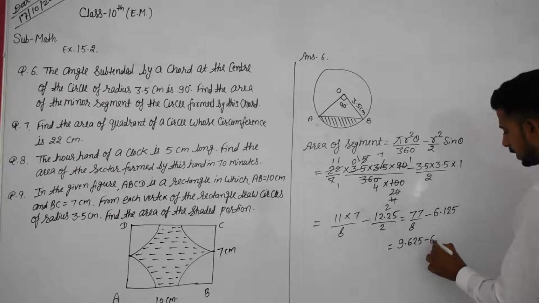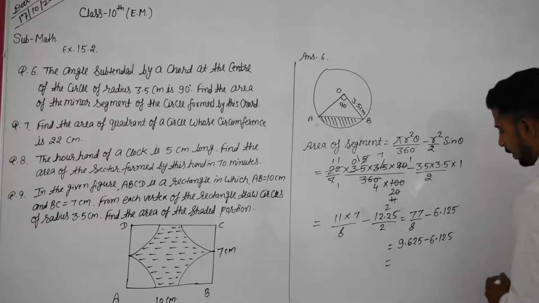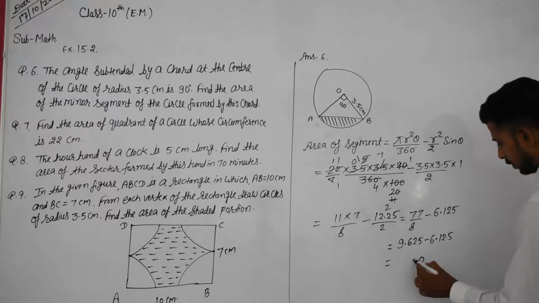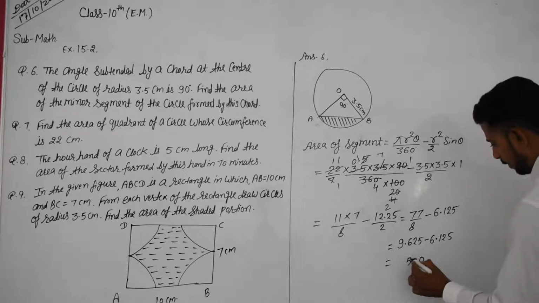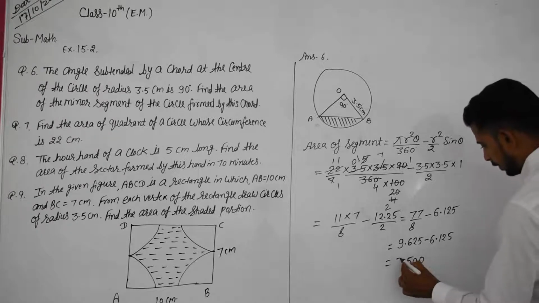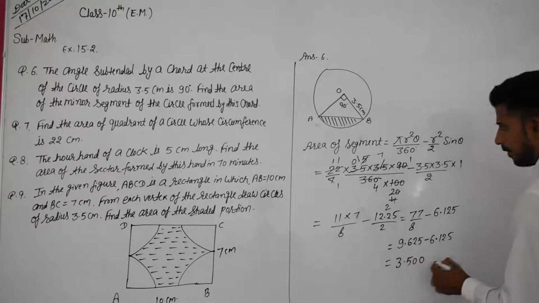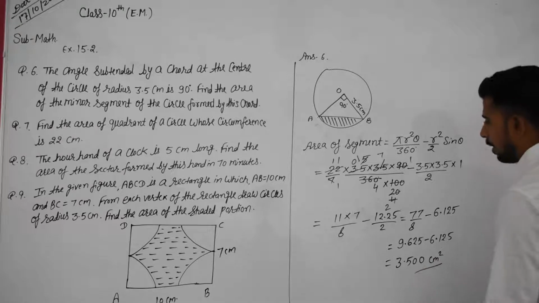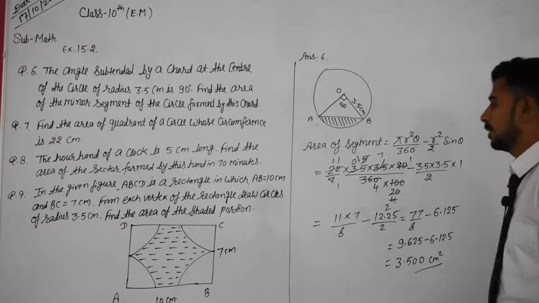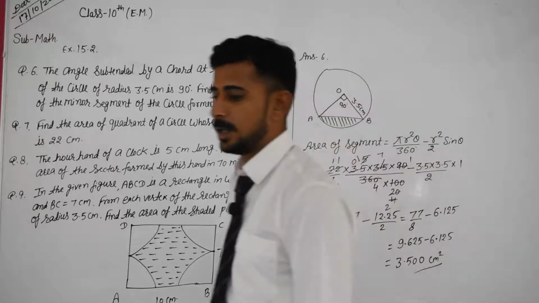9.625 minus 6.125, then the value is equal to 3.500 square centimeter. This is the area of the minor segment. This is the solution of question number 6.